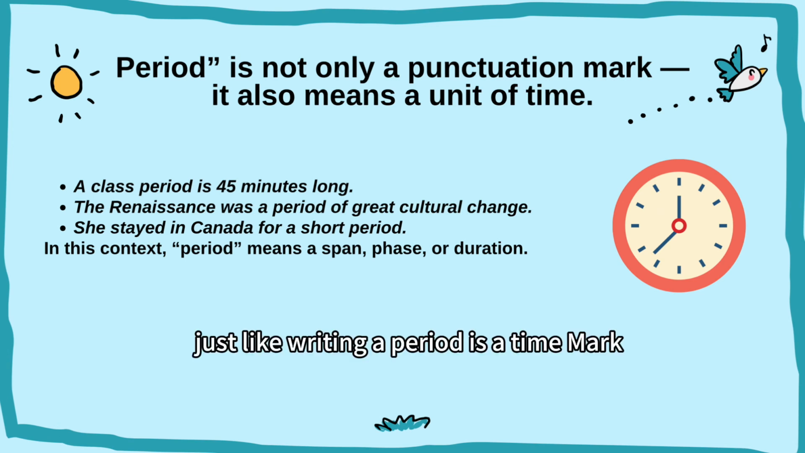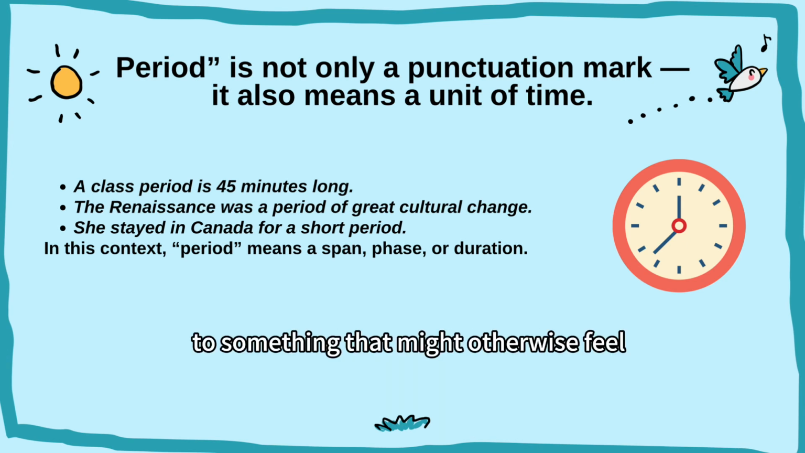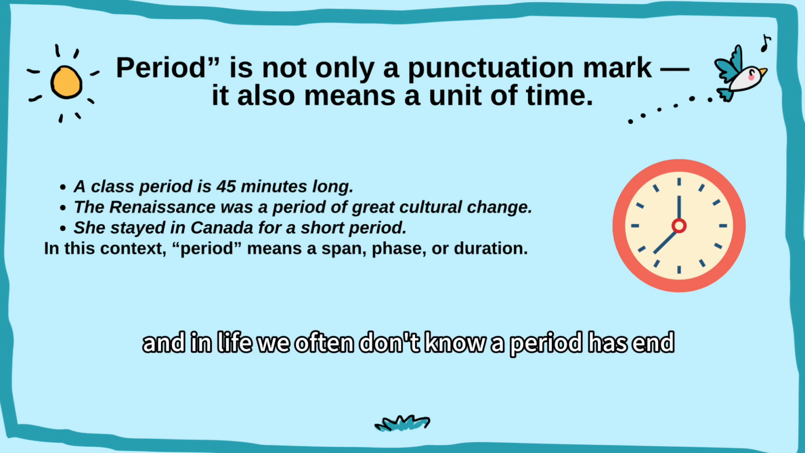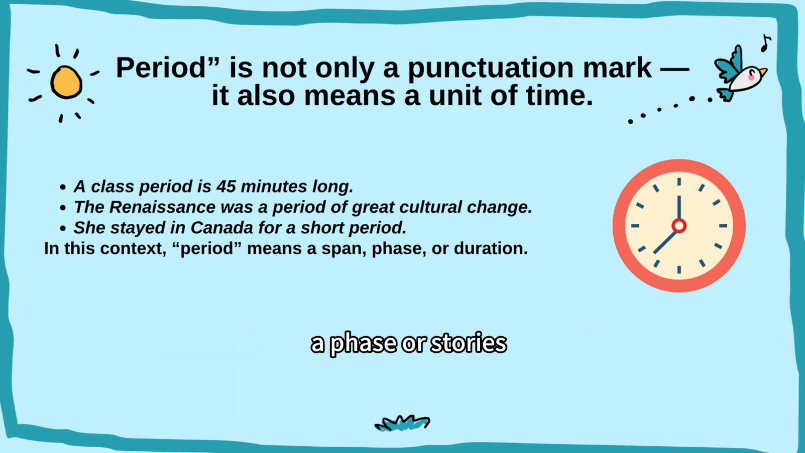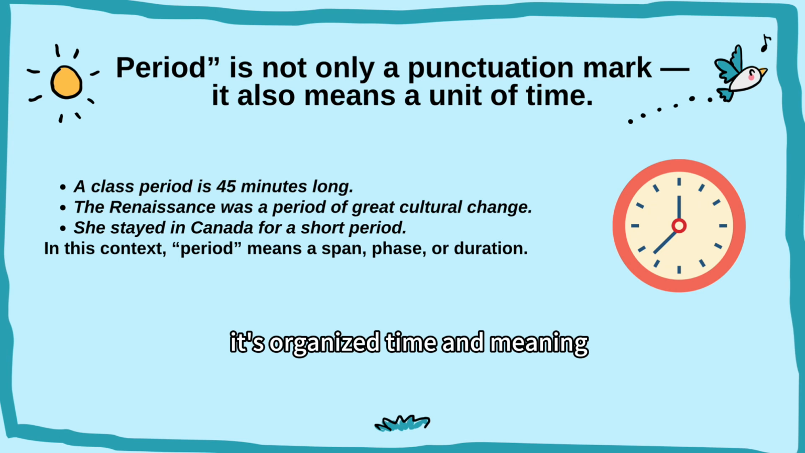Just like in writing, a period is a time mark, a beginning and an end. It gives structure to something that might otherwise feel messy or endless. And in life, we often don't know a period has ended until we look back and realize it was a chapter, a phase, or a story. And that's what makes the period such a powerful word. It organizes time and meaning.